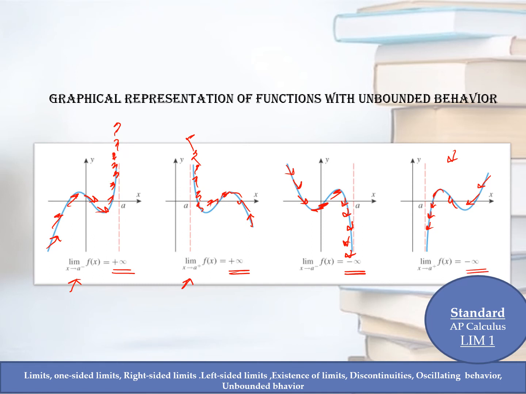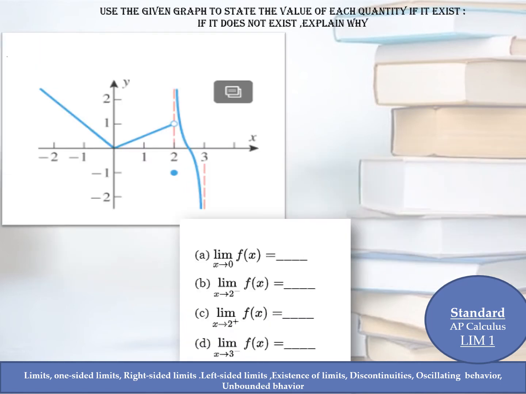So this is the way that if we have an asymptote at a certain point, then we look at the end behavior. If the graph is increasing, we will say positive infinity. If it is decreasing, we will say negative infinity. Okay, so let's have a look at the graph and try to solve it.